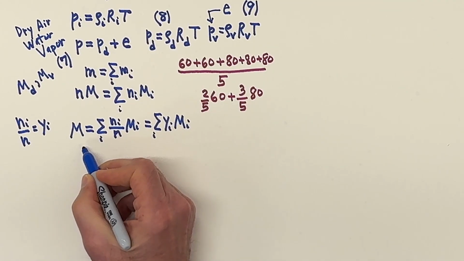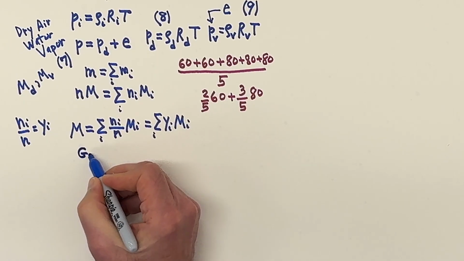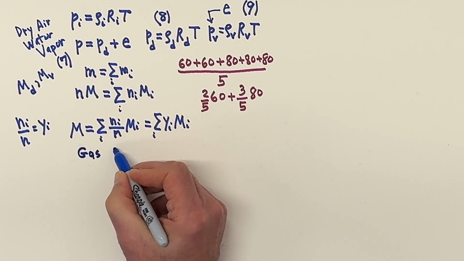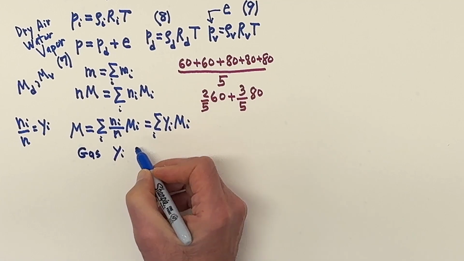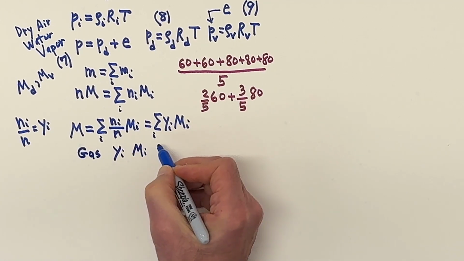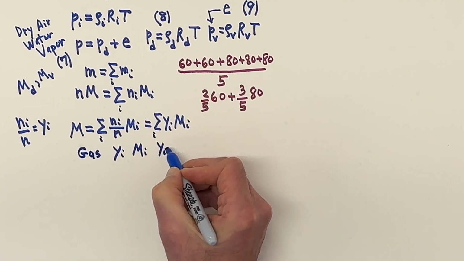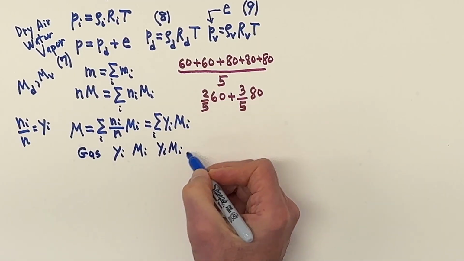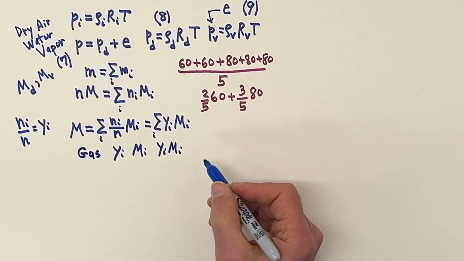We're going to need here a little table. So we'll have here the gas, we'll list. We'll need Y sub i, we'll need big M sub i, and then we'll need Y sub i times big M sub i, and then we'll need to add that column up.